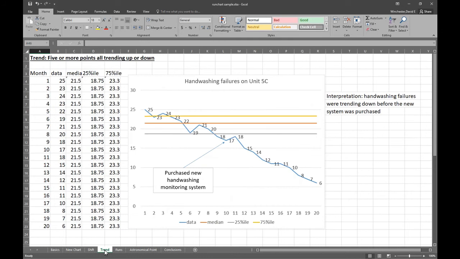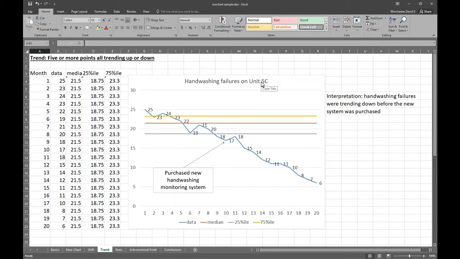The next rule we're going to talk about is trends. Trends are when 5 or more points are trending all up or down, so they're all going in the same direction. And this is some fabricated data based on hand washing failures on some unit in the hospital.